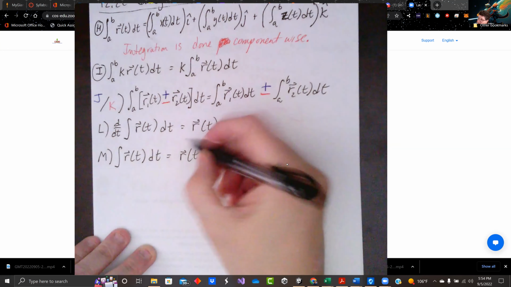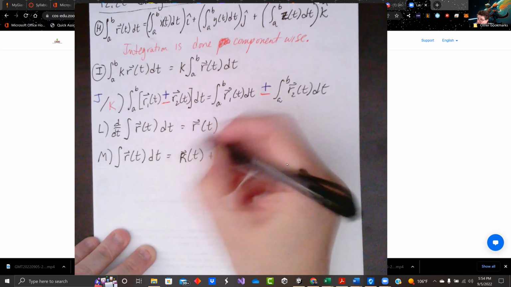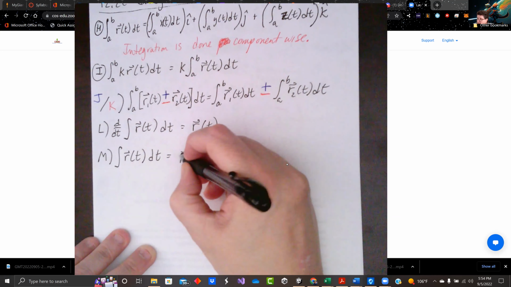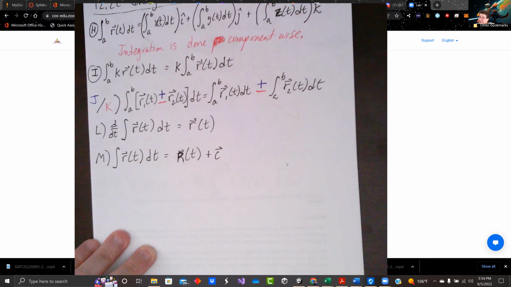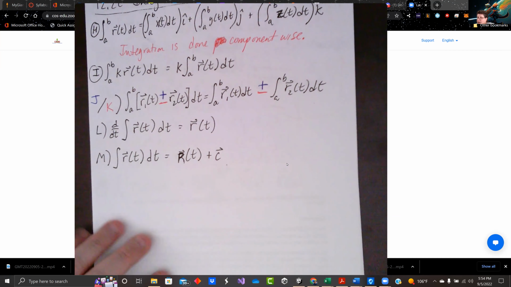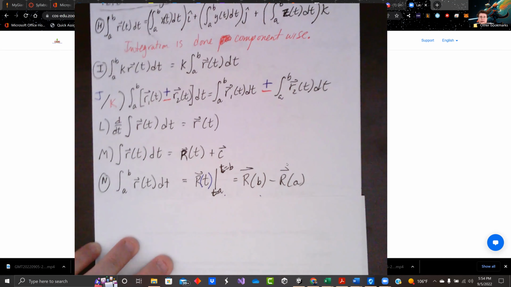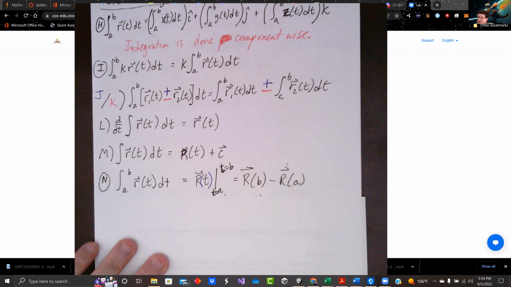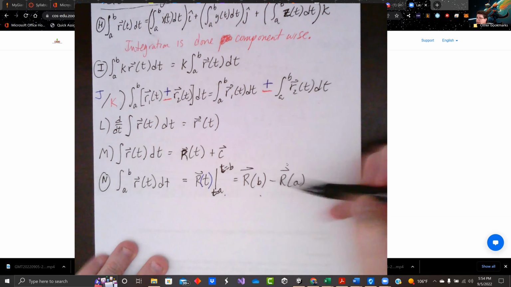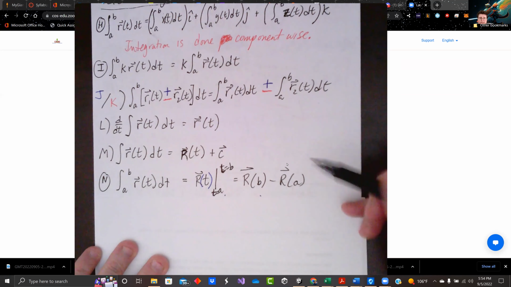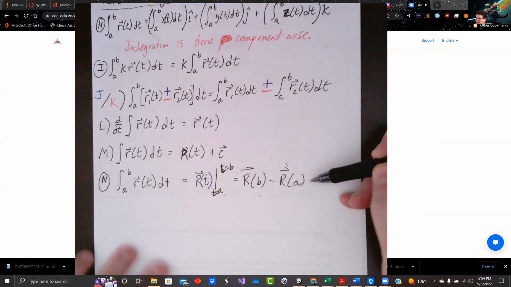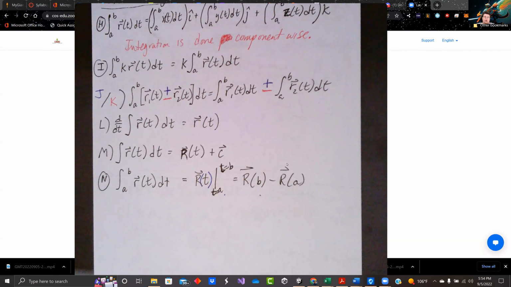Oops, that's what I need to fix right there. That should be big R of t, not just the same one. Just like we have here, if we have the actual limits on it, we do R of t evaluated from t equals a to t equals b. Our fundamental theorem of calculus: R of b minus R of a. Those are the integration rules and derivative rules. That's it. Peace.